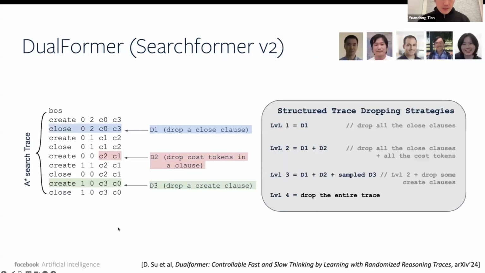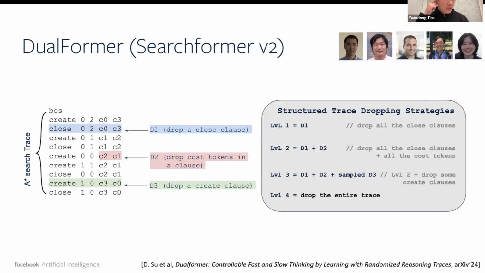Recently, we also have a follow-up for this paper called Dualformer. It's version 2 of the Searchformer. In this paper, what we find is something really interesting and exciting. The motivation of Dualformer is to reduce the length of the search trace during training.